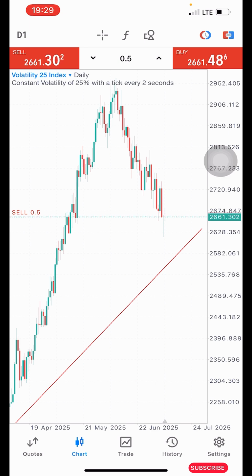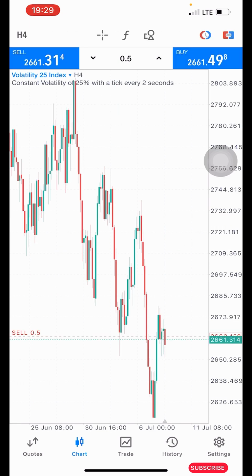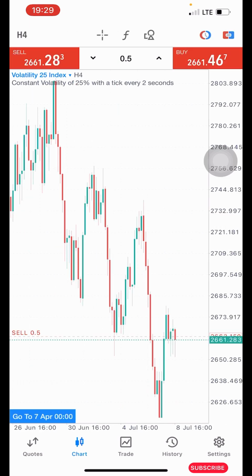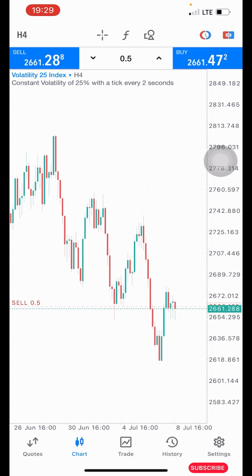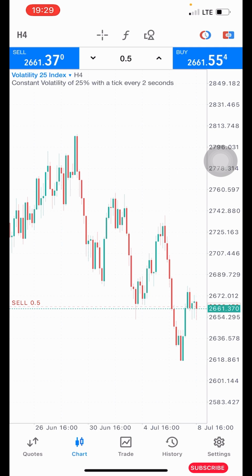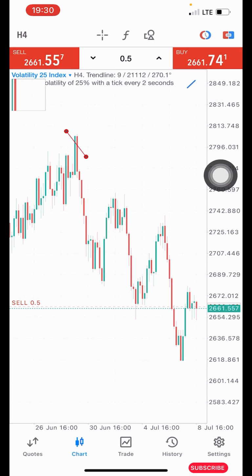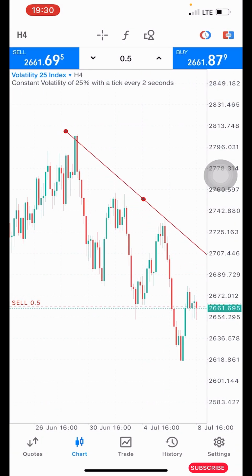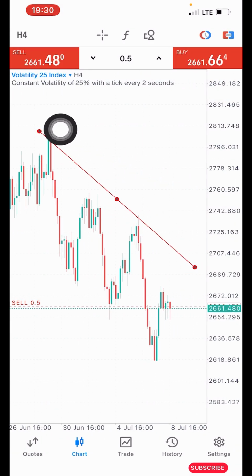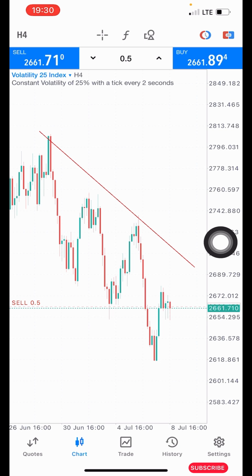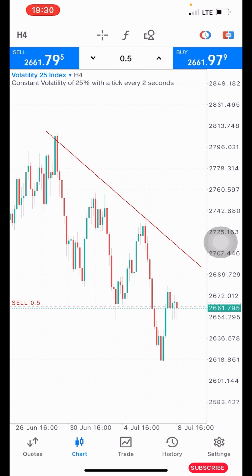Now I'll move down to the 4 hour time frame. Here on the 4 hour time frame, I'll be putting in some trend lines. As you can see, price is kind of in a channel right now, so I'll be marking that out and let's see how it is. You can see there is a resistance zone here, here, that is rejecting price to the downside.